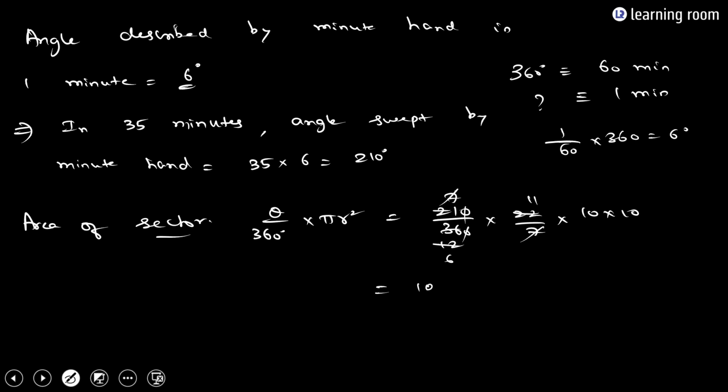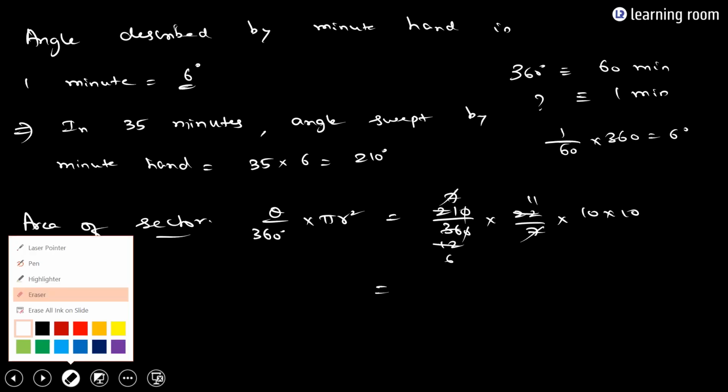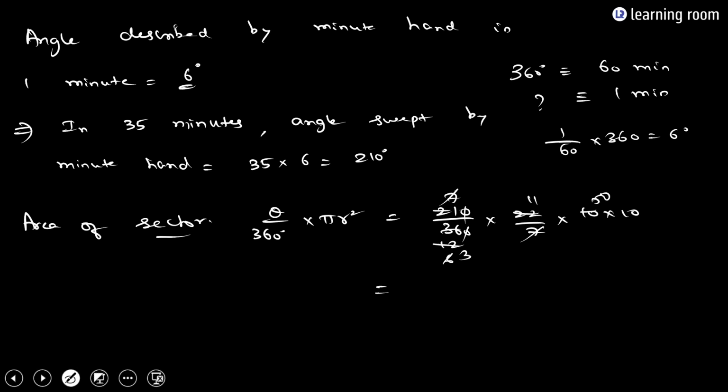So I can write this as 50 by 3, so 500 into 11 divided by 3. So how much ever you are going to get, that will be the answer. So the answer is 183.3 centimeters square. Is it clear?